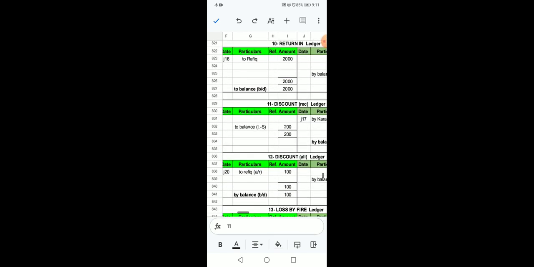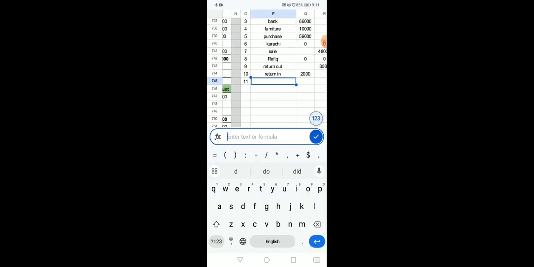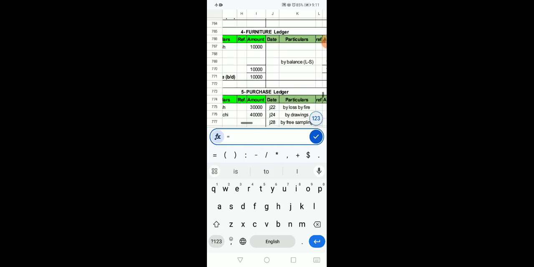Now let's see what the 11th ledger is saying to us. So here you have the 11th ledger, which is for discount received. Go to the trial balance and write down the title, which is discount, but it is discount received. Mention it as discount received. Let's see where the balance for discount received is present.